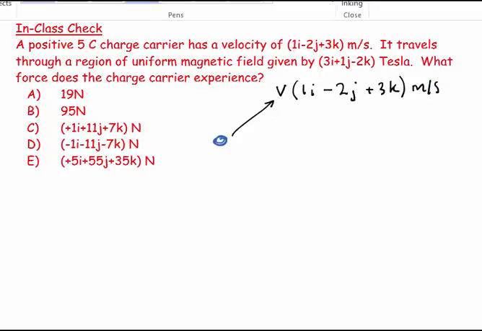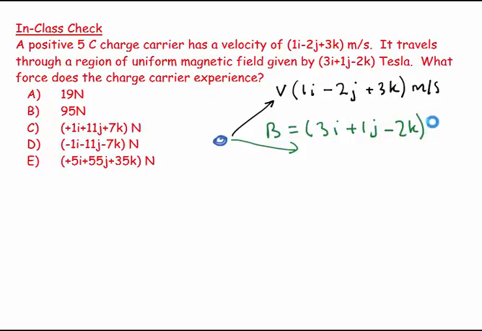And then this whole area has a uniform magnetic field. I'm going to draw it through where the particle is, and this is going to be my B, my magnetic field, and this is going to equal 3i plus 1j minus 2k. That's going to be in Teslas, of course. And then what I didn't put in, which maybe I should have done, was this is 5 coulomb positive as my charge.